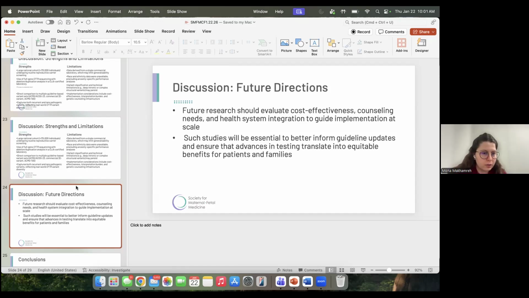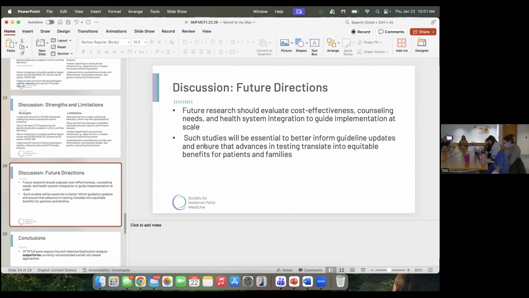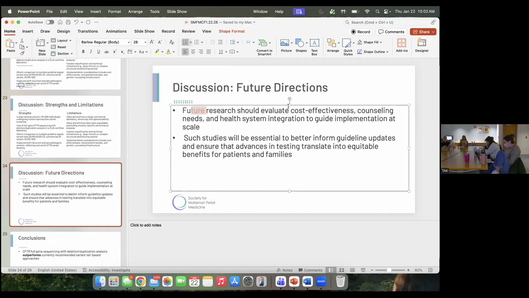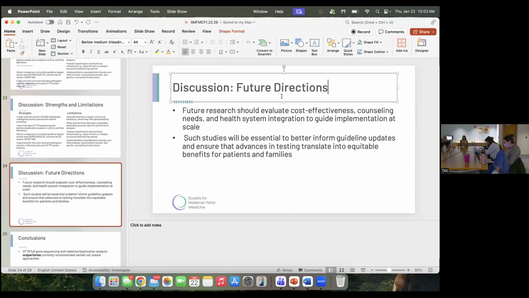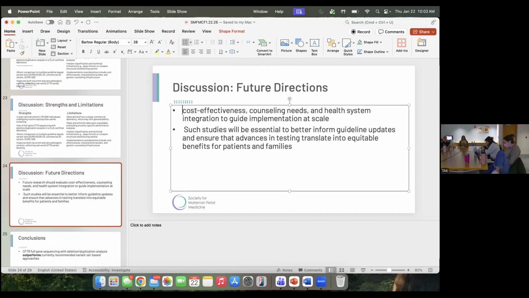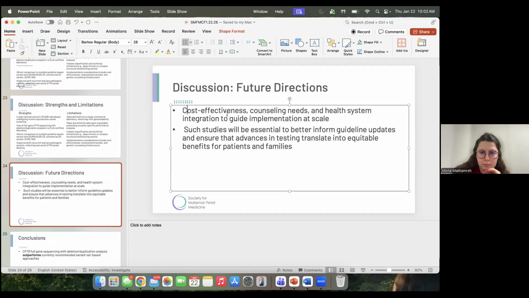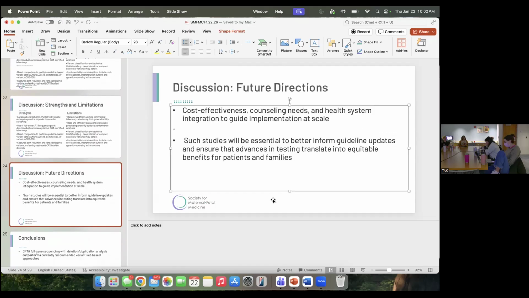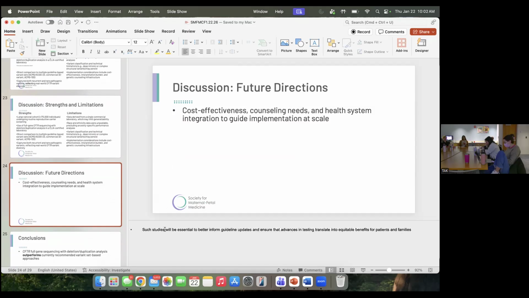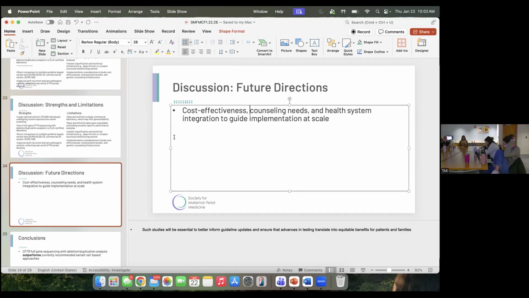Future directions. Since you already say future directions, you don't need to say future research should evaluate. You can just say future directions: cost effectiveness, counseling needs, health system implementation. And then that last line, you can either just say it or make it 1 bullet point, like the ultimate goal is to provide, you know what I mean? Because I think the other most important point is that ultimately what we're trying to do is provide equitable care.